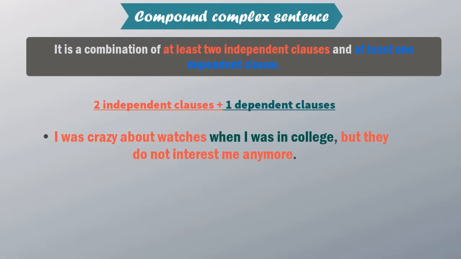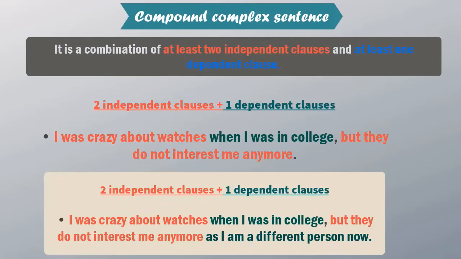Now I can add one more dependent clause here. Let me show you how. I was crazy about watches when I was in college, but they do not interest me anymore as I am a different person now. So after the last clause, right, we've added a dependent clause, as I'm a different person now. Okay, as is a subordinating conjunction. So now we have two independent clauses. I was crazy about watches. They don't interest me anymore. And we've got two dependent clauses: when I was in college, as I'm a different person now.